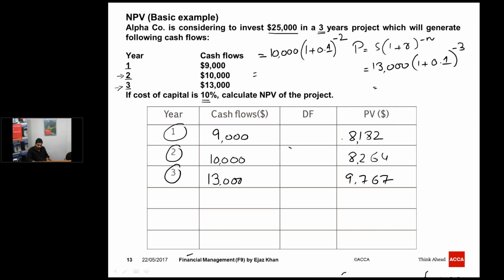Okay, let's now sum all these figures. Against $9,000, Alpha Company should not invest more than $8182. Against the $10,000, it should not invest more than $8264. And against $13,000, it should not invest more than $9,767. So what should be invested for the whole of the project? We should sum all these together. 8182, 8264, and 9767. What should be the sum of these three figures?